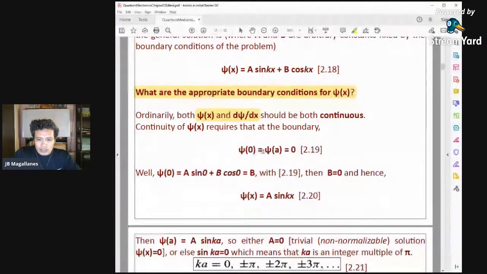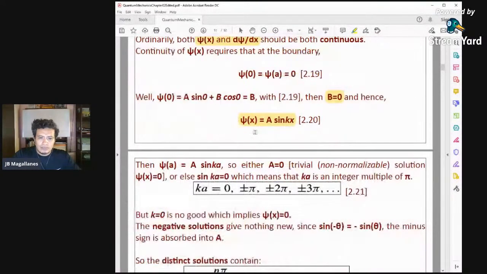So this is 0. So how do you say phi is 0? Using this, you can substitute x with 0, and then you have a sine 0 plus b cosine 0. But here you have a sine 0, which is everything is 0, but b cosine 0 is b. But now this is equal to 0, so therefore b is equal to 0. So you're left with only this wave function.